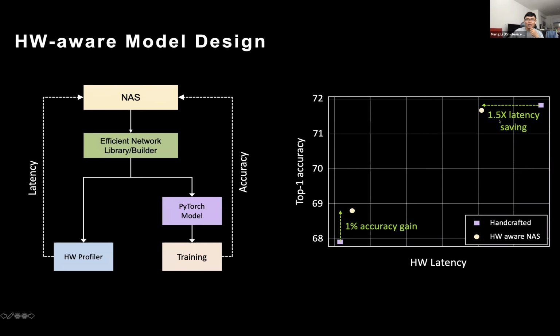And as shown here, compared to the handcrafted baseline on video understanding, we can achieve either 1.5x latency saving or 1% accuracy gain. And just to mention here, even these baseline models are handcrafted, we actually use some sort of greedy search to tune the network hyperparameters already. But hardware awareness gives us the capability to further reduce the latency and improve the network accuracy.